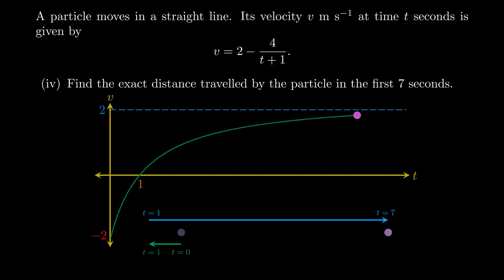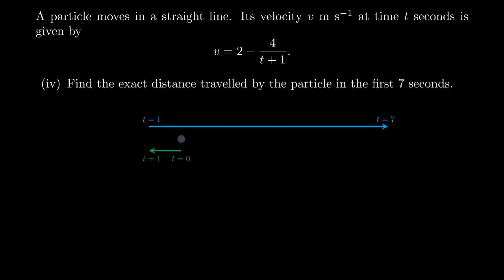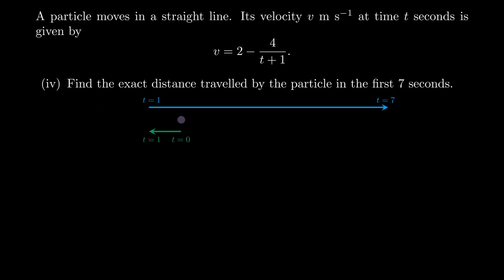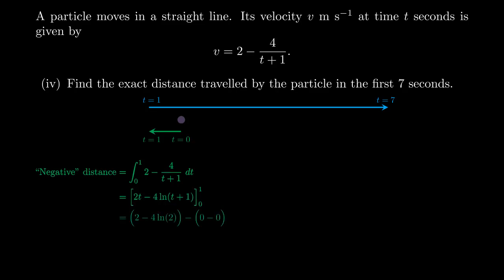Let's get rid of the graph now, we don't need that anymore. We're going to see that there are two lengths of the journey. One's a negative distance, where we're integrating from 0 to 1. Now the integral of this: 2 becomes 2t, the fraction becomes a log, and that goes from 0 up to 1. So we sub it in, a lot of it vanishes, which is convenient, and we get this answer here.